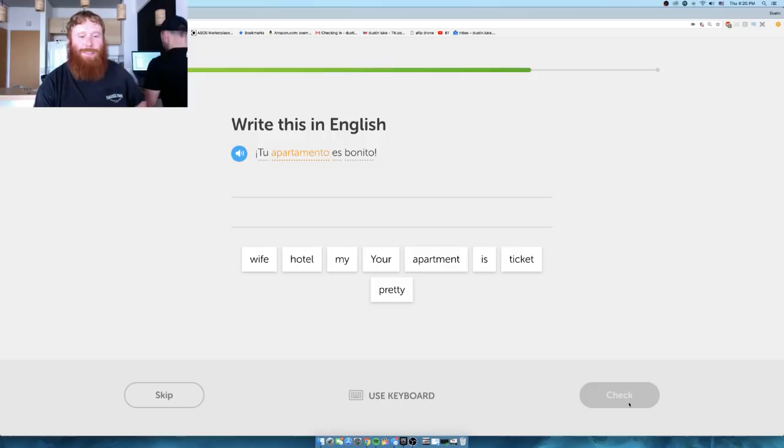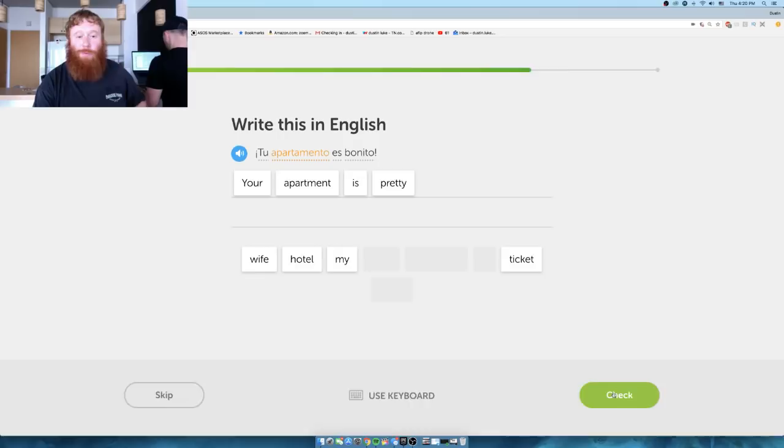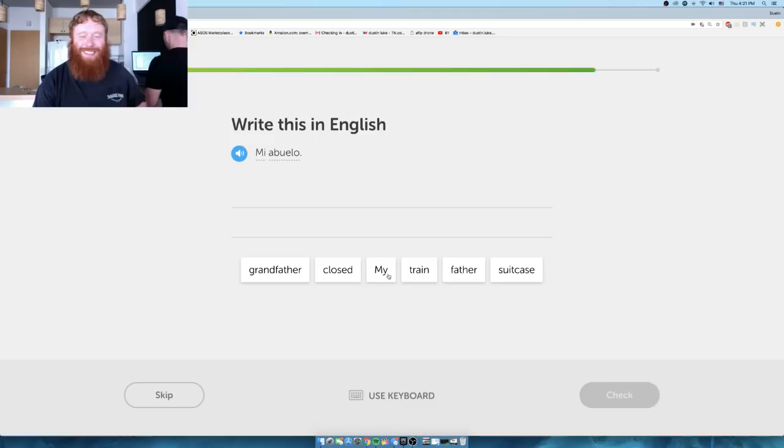So, tu apartamento es bonito. So tu would be your, apartamento is apartment. Bonito must mean pretty, because normally I would say bueno, not bonito. I wouldn't call it pretty. Mi abuelo. My grandfather! This is very basic stuff.